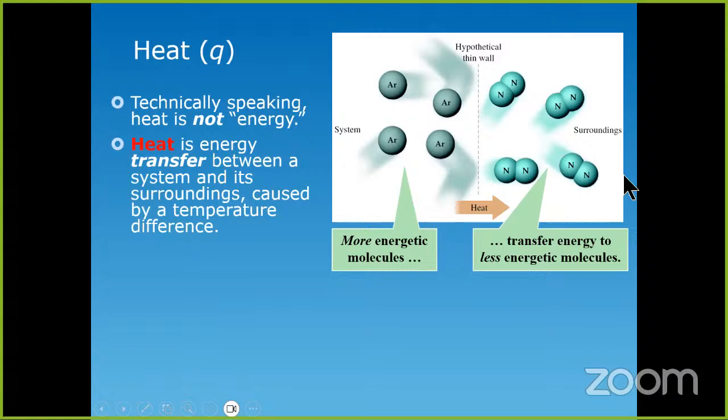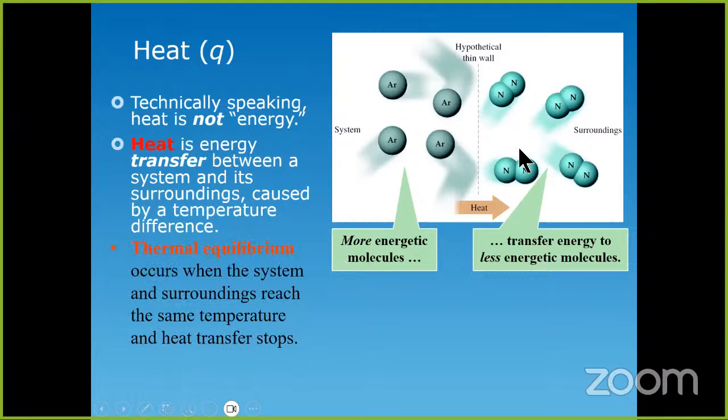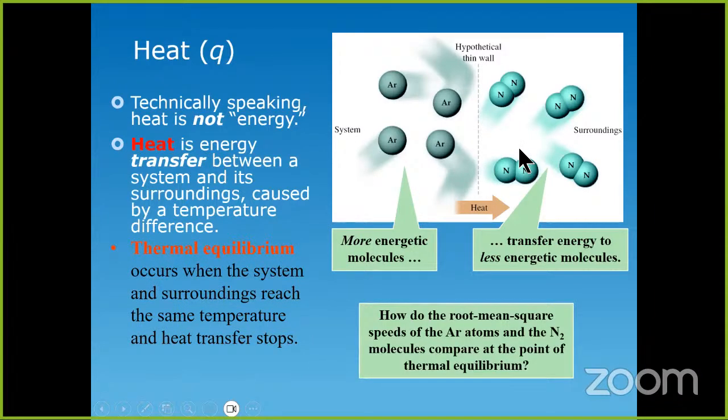And therefore the energy that is transferred from the argon to the nitrogen is in the form of heat. And this energy transfer will continue until you reach a state which is known as a state of thermal equilibrium. And what does that mean? Basically, what that means is that the heat transfer will continue until the temperatures of the two substances, in this case, argon on one side, nitrogen on the other side, the temperature of those two gases are the same.